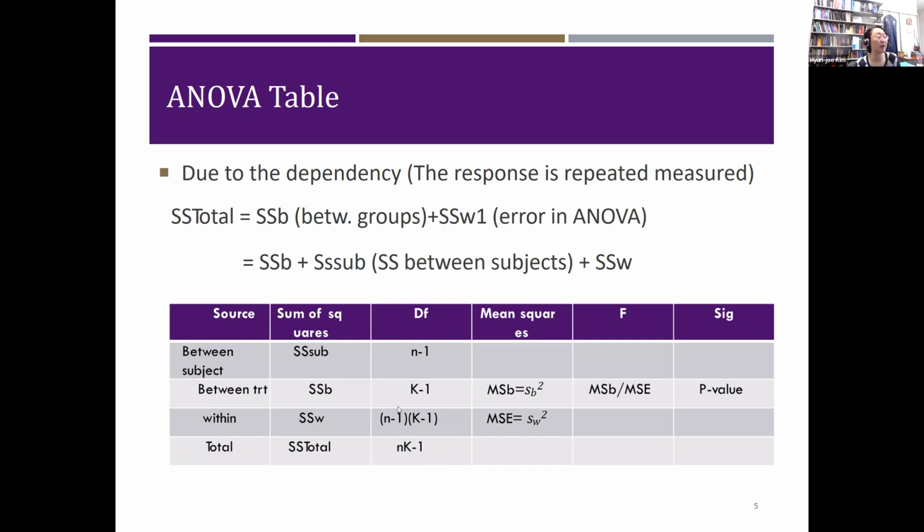So if you do a little bit of algebra, you will figure out that the degrees of freedom of the error will be N minus 1 times K minus 1. Mean squared errors are sums of squares divided by the corresponding degrees of freedom. MSB is SSB divided by K minus 1. And MSE is SSW divided by N minus 1 times K minus 1. F is MSB divided by MSE, and the corresponding p-value will be on the ANOVA table as well.